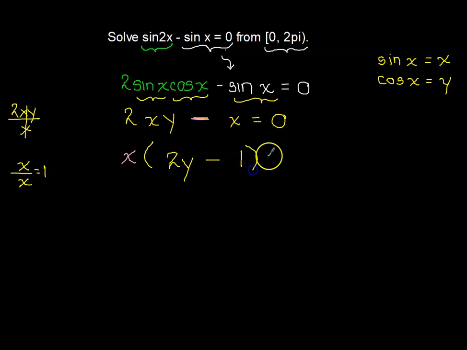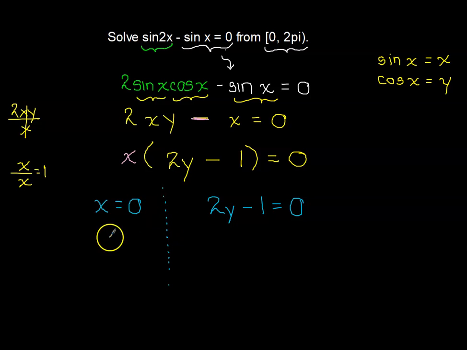And if you're ever worried about your factoring, you can always distribute the x back in. It should bring you right back to that previous line if your factoring is correct. So if it's factored and the other side is 0, we can use what's called the zero product property, which means we set each of the factors equal to 0. So we get x equals 0 and 2y minus 1 equals 0.